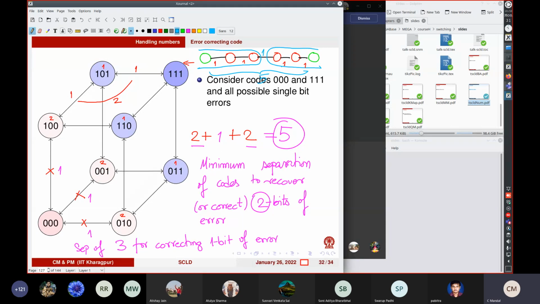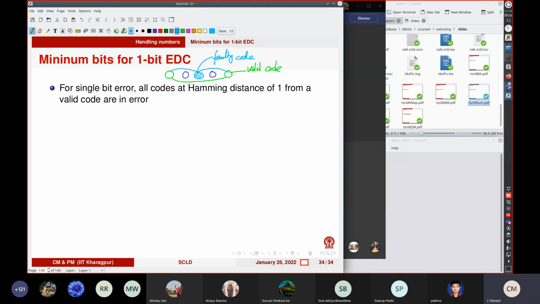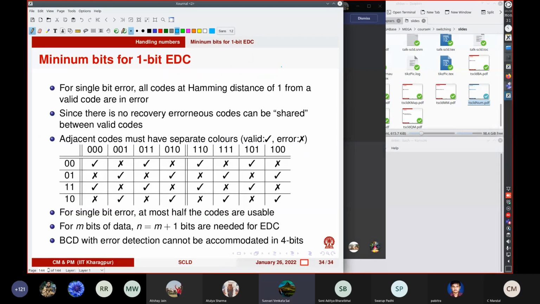Okay. Sir, in the last slide, you mentioned that when the Hamming distance is 1, only then we say it is an error in the code. No. If you have a single bit error, then any erroneous code will be at a Hamming distance of 1. Yes, sir. So in the first row, why is 111 an error?